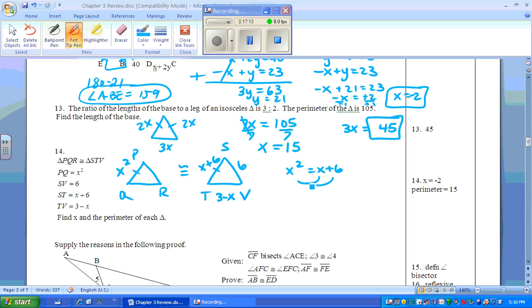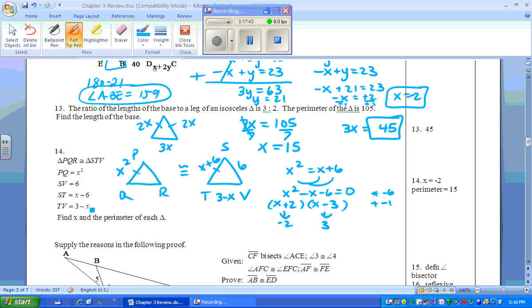Bring these both this way. So I get x squared minus x minus 6 equaling 0. Leading coefficient of 1. Great. So we got negative 6, so we're going to figure out what multiplies to negative 6 but adds to negative 1. The two numbers are 2 and negative 3. So this answer is negative 2. This answer is 3. Well, let me see when I plug them back in.